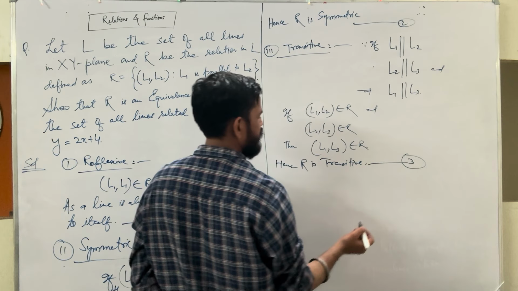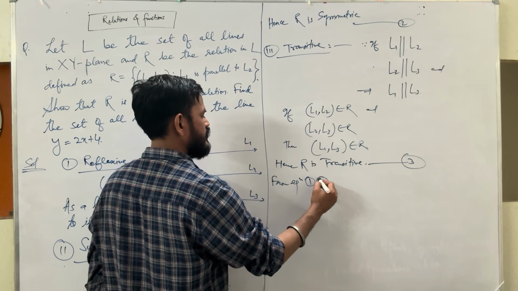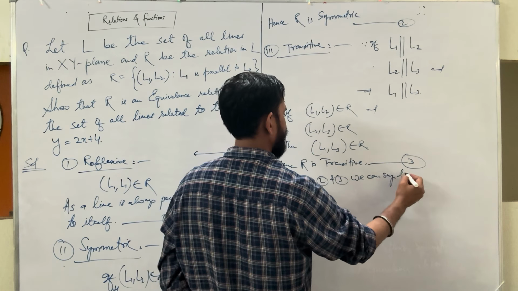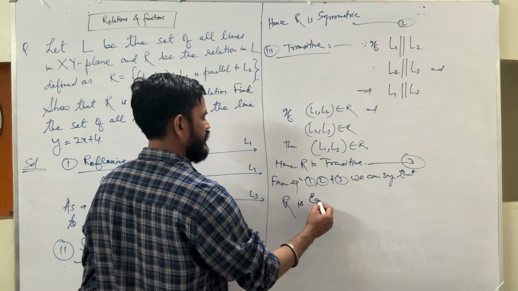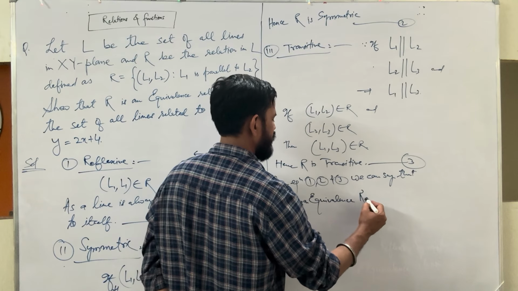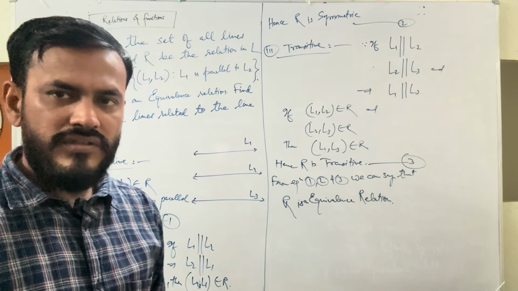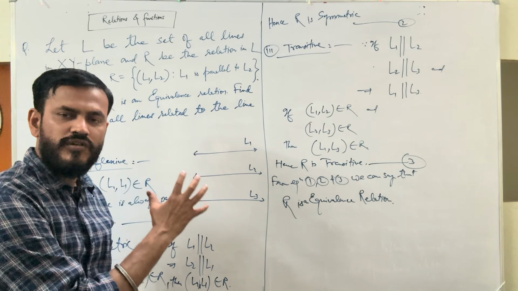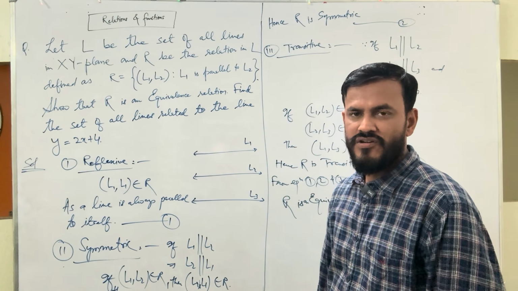This is the third point. Now, from equations 1, 2, and 3, we can say that R is an equivalence relation. So, through this problem, I tried to illustrate how to solve a problem based on relations.